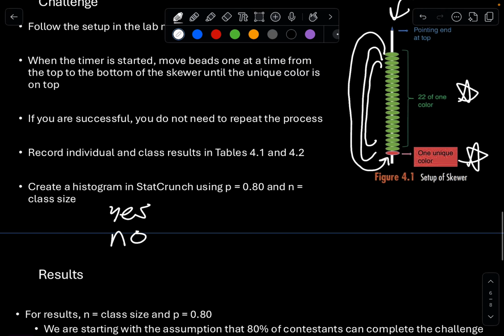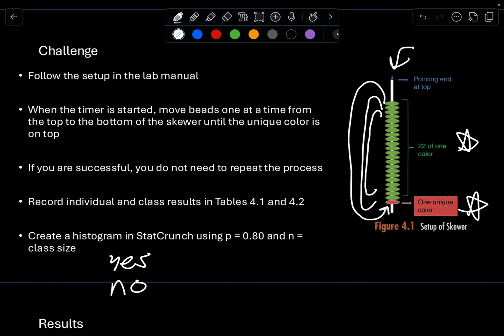In table 4.2, this is when we will look at the class data. So we'll get all of the class data and see how many completed it, were successful, and how many were not successful. You will need to create a binomial histogram in StatCrunch. For the success probability, you'll put 0.8. In the sample size, that will be the class size, how many students are in lab that day. Your lab instructor will give you that number. You're going to need this for the discussion questions.